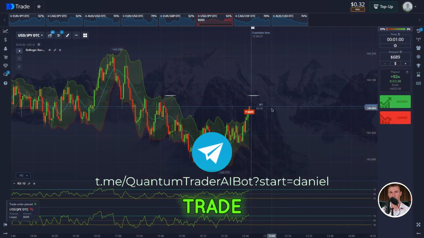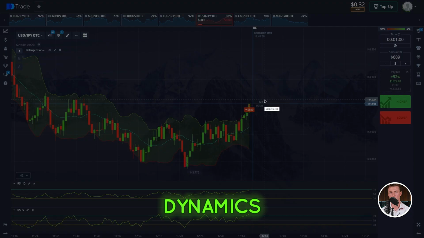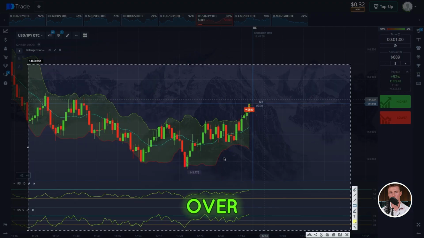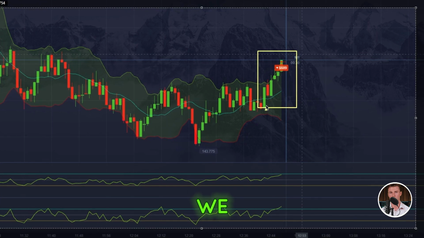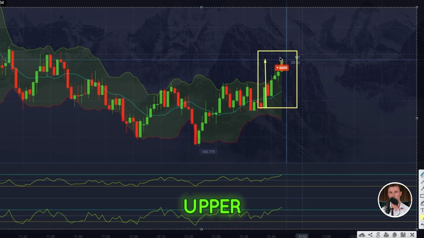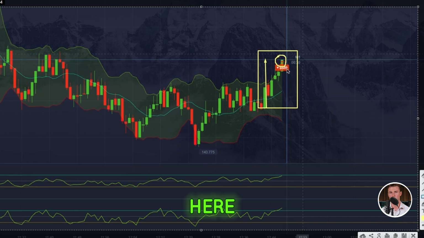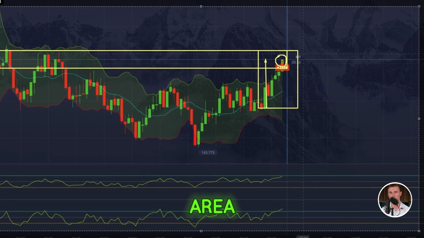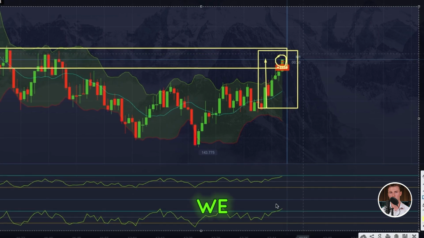Let's open a short trade here. We have a great touch point here. We see how the dynamics have gone up a lot over the last section of the movement. We see the touch of the upper moving average helping us here into the resistance area at this level. And we see the exit here.